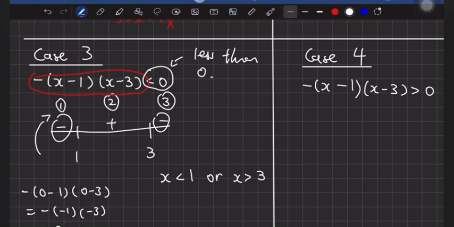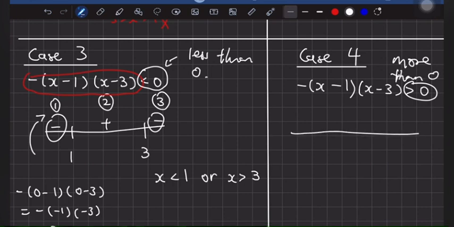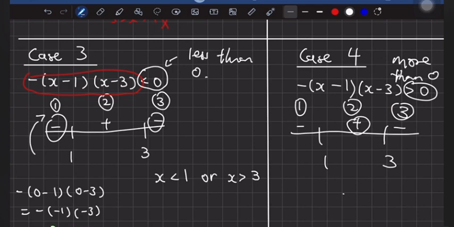Same thing applies for case 4, just that this is more than 0. Same thing, the number line with 1 and 3, regions 1, 2, 3. More than 0 means the y value is more than 0, so it's positive. Positive is the region where the answer is. So x is more than 1, less than 3.